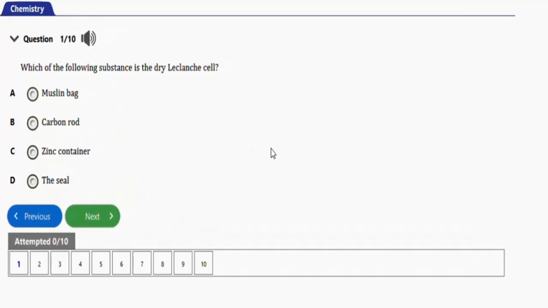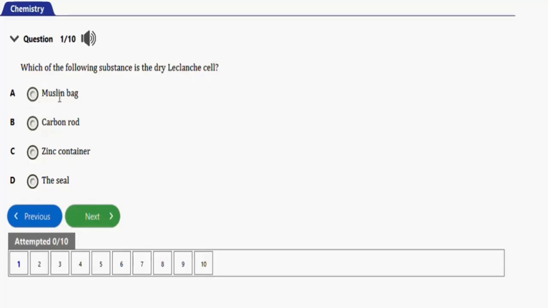In this video, we're going to learn how to solve these chemistry problems under electrochemical cells. So guys, we have about 8 to 10 repeated questions to practice with in this video. Let's get started. The first question says, which of the following substances is the dry cell?